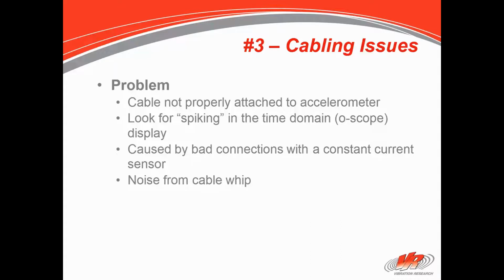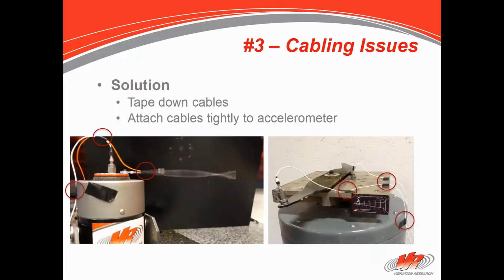It can also be caused by a bad connection with a constant current sensor, which I went into already, or by noise from cable whip. So the solution to these problems is, first of all, tape down your cables. They can be fragile. You don't want them whipping around and potentially breaking connections. The red circles you can see on your screen show where the accelerometer cable has tape on it to restrain the cable from flopping around too much. When you're running it, make sure you don't see your cables moving violently around.